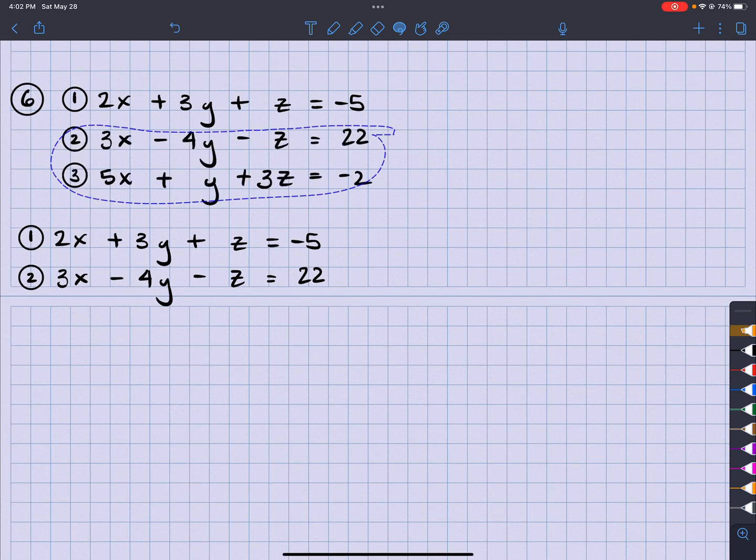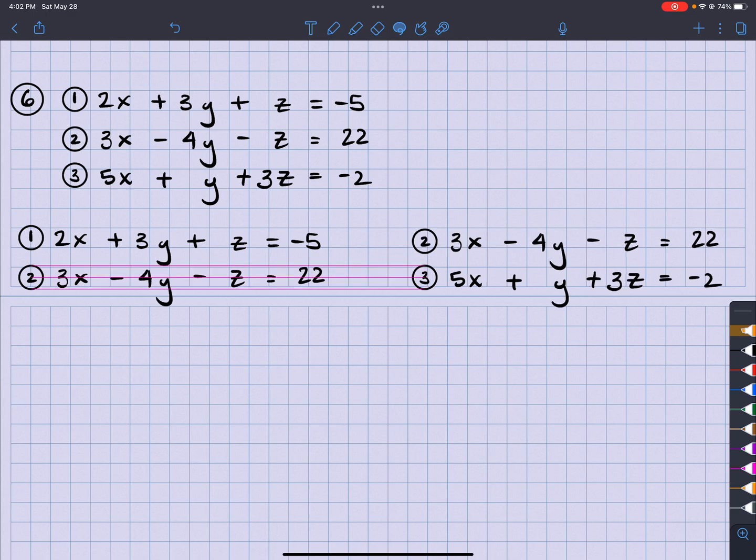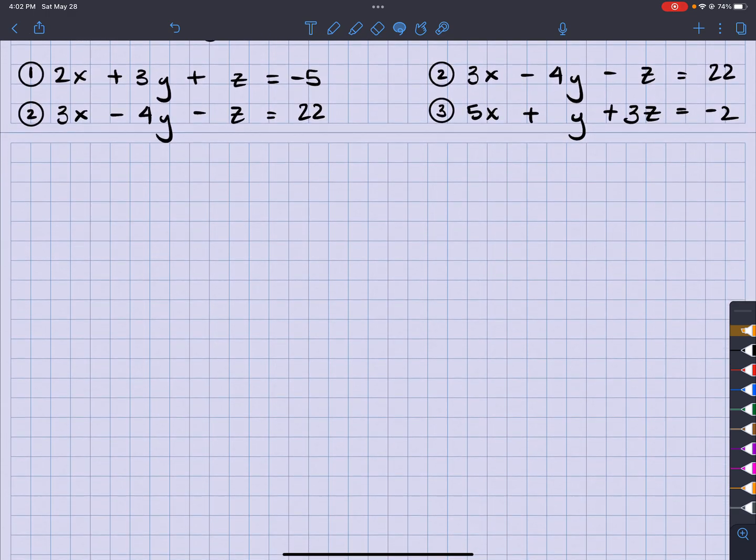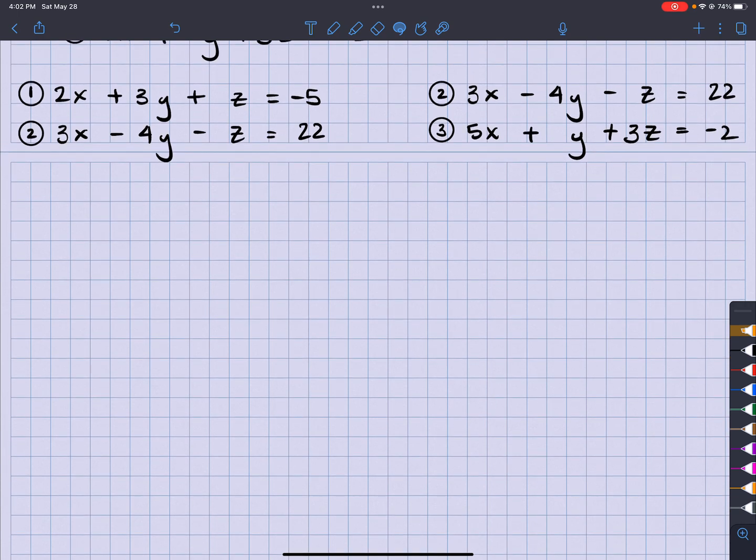Oops, let's undo this. We want to duplicate this and then bring it over. That's much easier. Okay, so we're going to do it this way. On equations 1 and 2, I'm going to get rid of z. The good news is I can just add those two together and I am golden. This is going to give me equation 4. When I add these two, I have 5x minus y, my z goes away, and that equals 17.